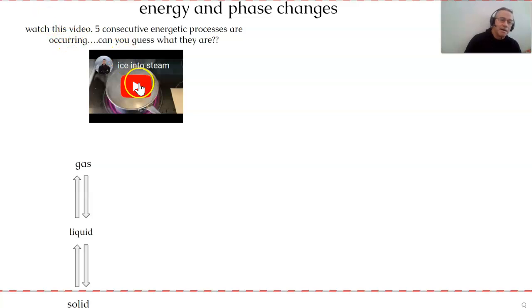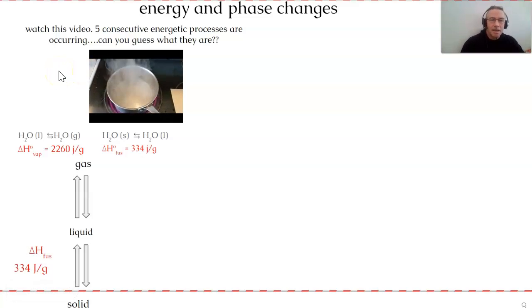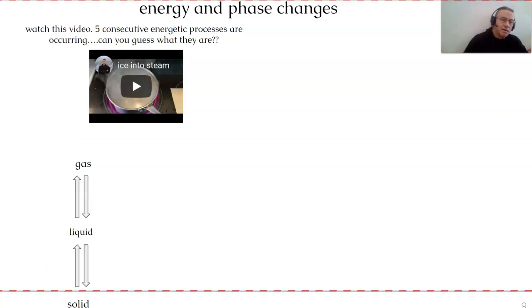Let's watch it again. 5 things are occurring consecutively. I'd like you to think about what those are. And there we go. Okay, I see a ton of steam coming off. I could see the ice cube in there simultaneously. That's interesting. All right, so let's take a look at some of the processes that are involved.